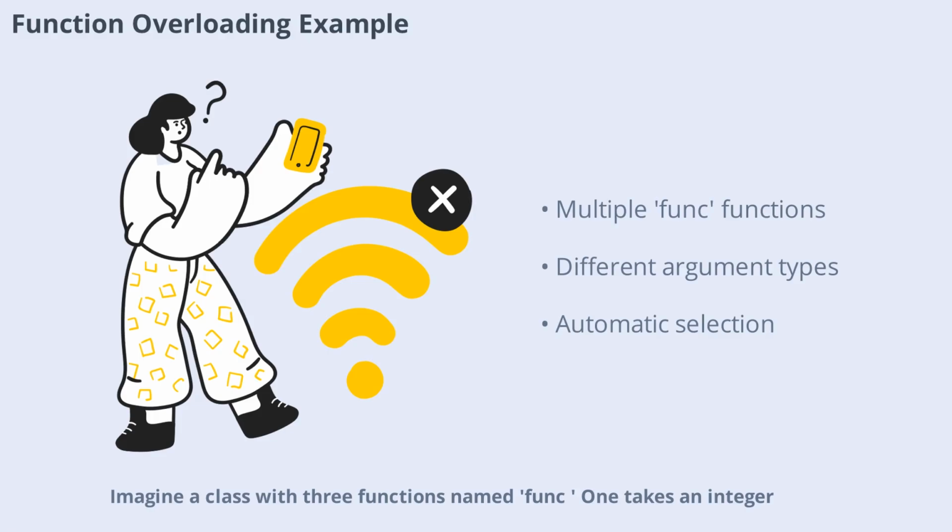Let's look at a practical example of function overloading in C++. Imagine a class with three functions named func. One takes an integer, another takes a double, and the third takes two integers. When you call func with different arguments, the compiler automatically picks the right version. This is a classic demonstration of compile-time polymorphism in action.